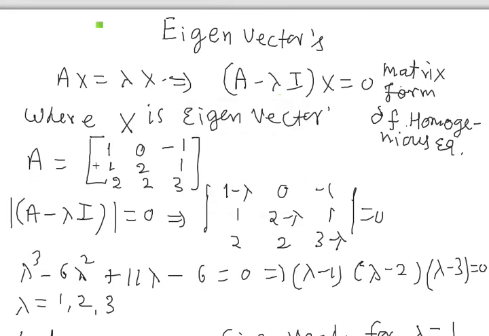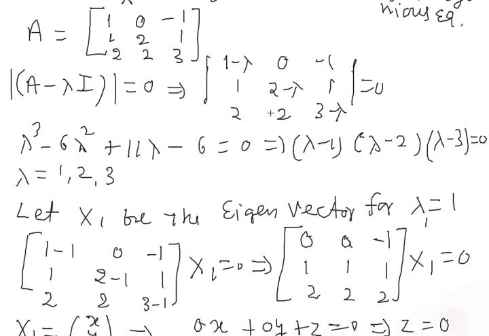Now I'm taking one example: A equal to 1 0 minus 1, 1 2 minus 1, and 2 2 3. By finding the characteristic equation, as we know, the determinant of A minus lambda I equals 0. Just subtract lambda from the principal diagonal elements, so we get 1 minus lambda, 2 minus lambda, and 3 minus lambda, and the rest of the elements are the same. Then we have to simplify this determinant.